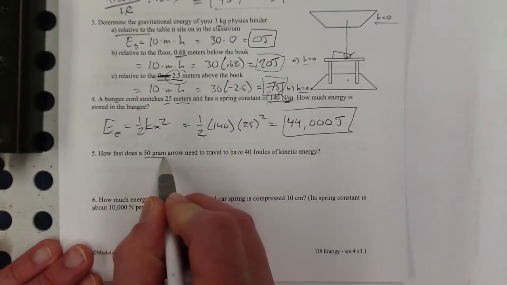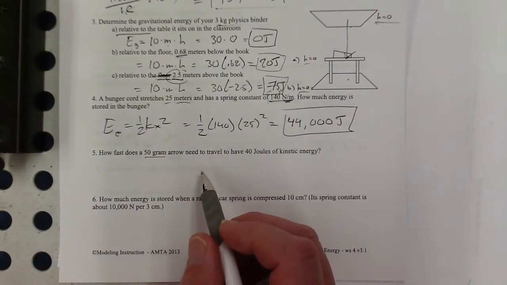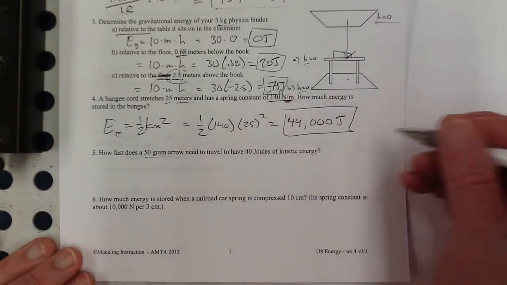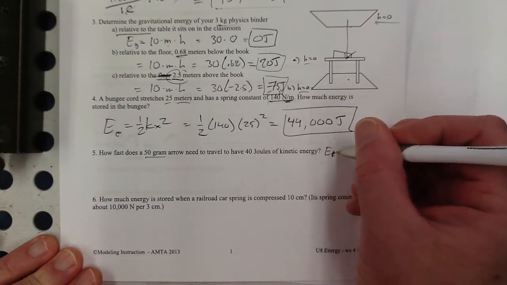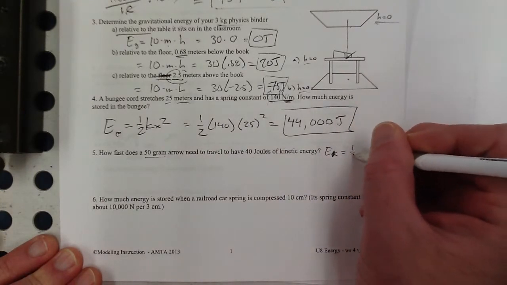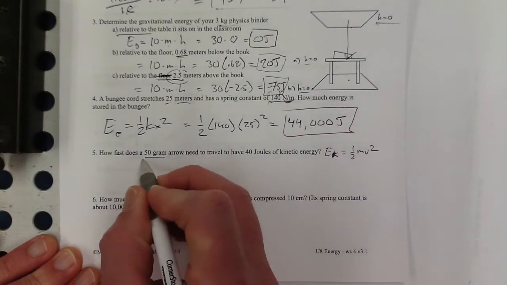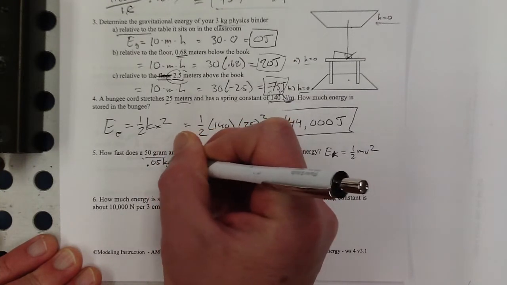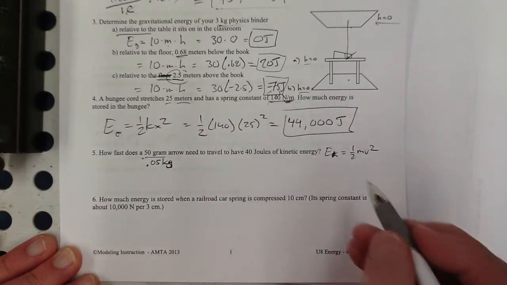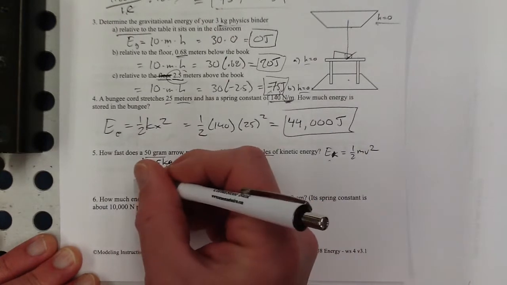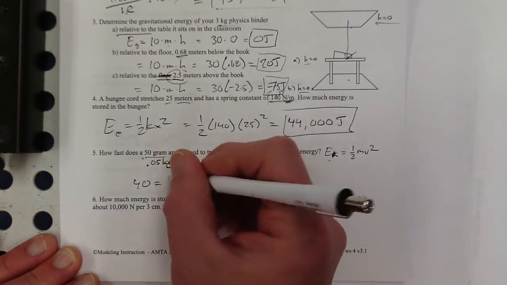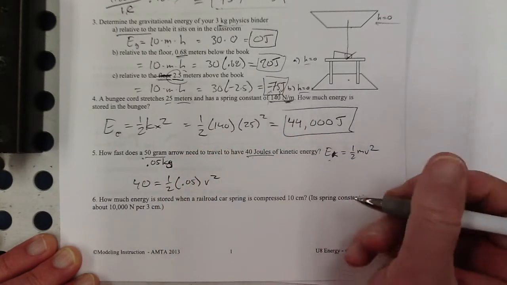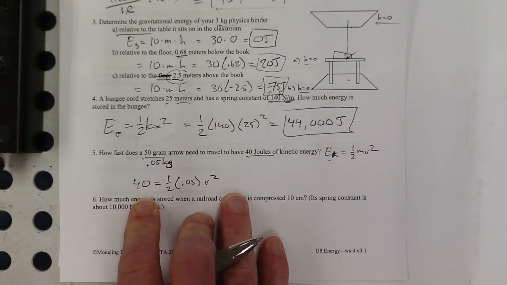How fast does a 50-gram, that's wrong units, need to travel to have 40 joules of kinetic energy? I know that my EK is 1/2 mv squared. This mass, 50 grams in kilograms, would be 0.05 kilograms. So if I want to have 40 joules of kinetic energy, 1/2 times the mass times the velocity squared. Need to do a little bit of algebra there.